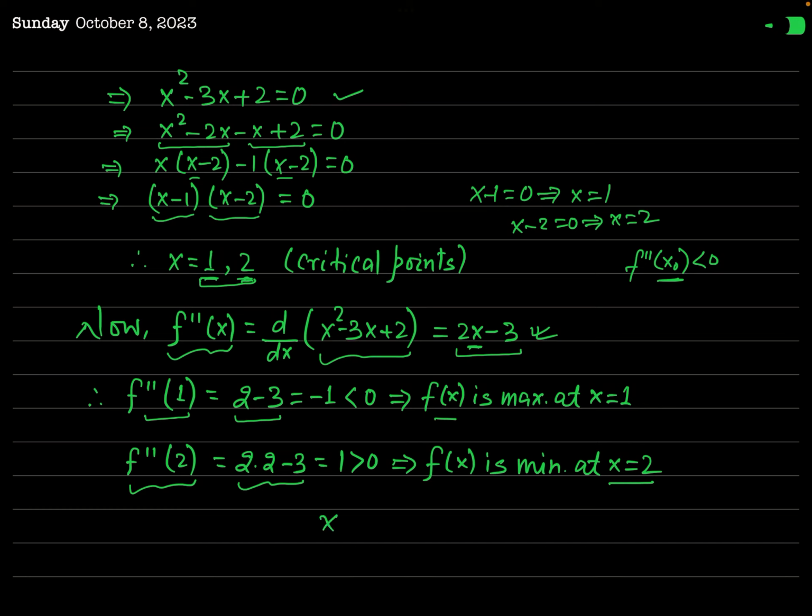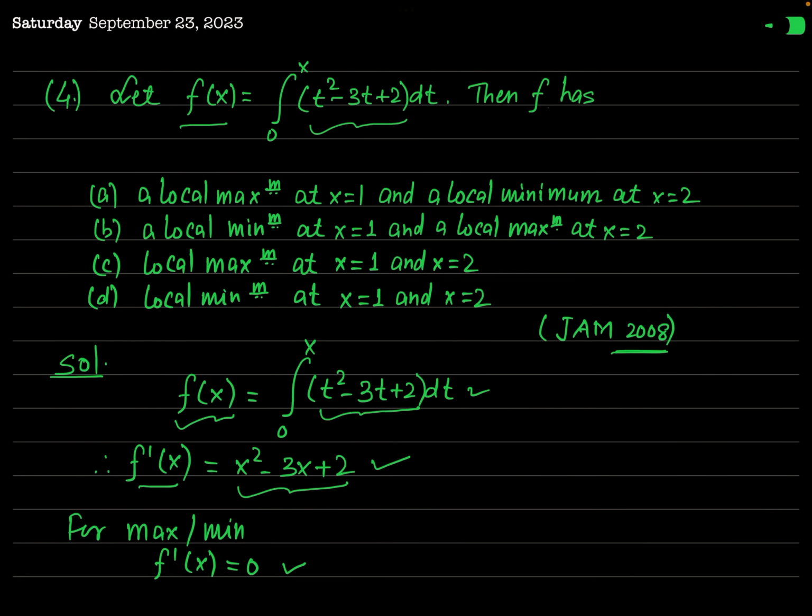So what is the final decision? At x equal to 1, the function is maximum, and at x equal to 2, the function is minimum. So now see the options. What will be the correct option? The first option says this function has a local maximum at x equal to 1 and a local minimum at x equal to 2, and you can see this first option is correct.